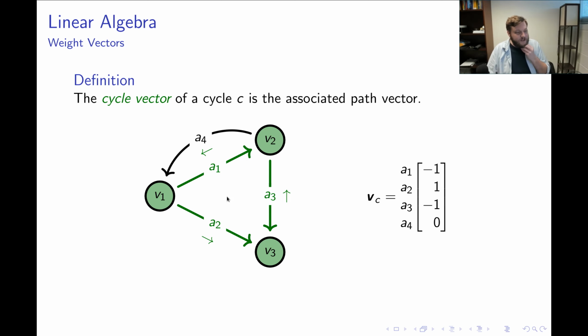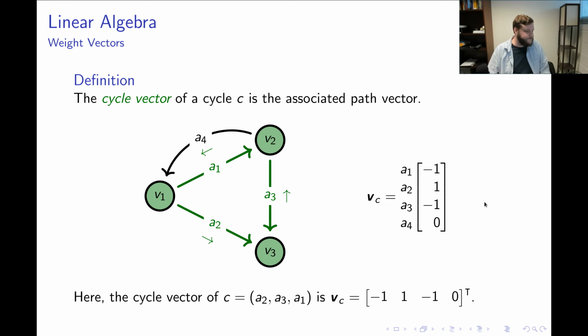Well, in this particular cycle, note that we ignored A4. We didn't use that in our cycle. So the fourth coordinate gets a 0. In our cycle, we went with A2. So the second position gets a 1. And then we went against A3 and against A1. So the third and first coordinates get tagged with -1s. So the cycle vector of this particular cycle is the vector -1, 1, -1, 0.